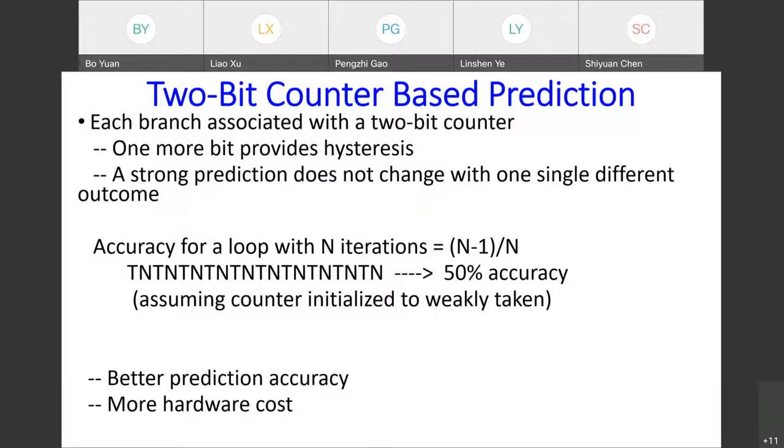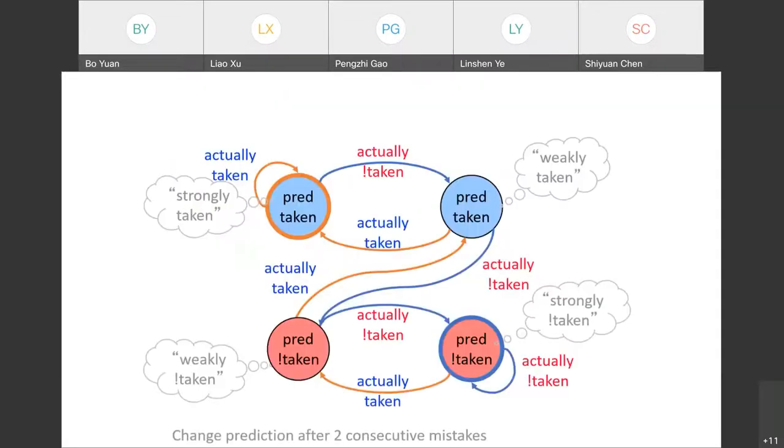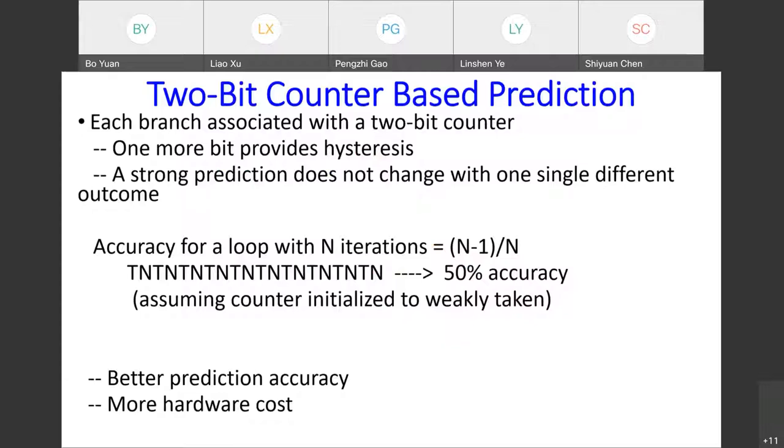So now let's continue. This is where we were last Friday, and we talked about the 1-bit predictor and the 2-bit predictor.